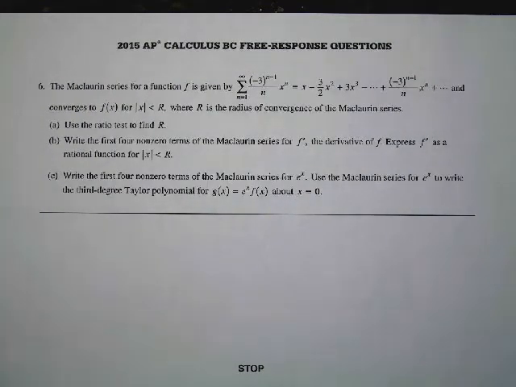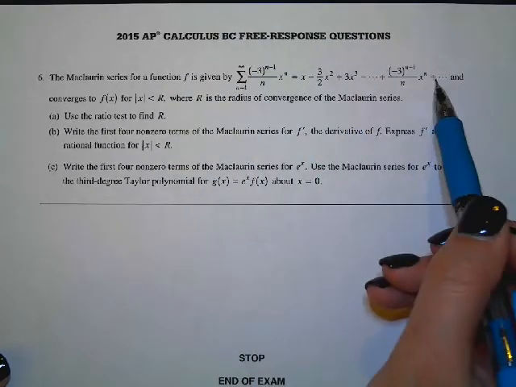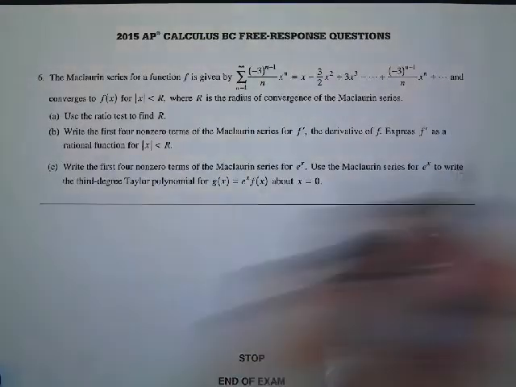This is the 6th FRQ from the 2015 BC exam. So they give us a series right here. They give us the terms of the series written out. The first thing they ask us to do is use the ratio test to find R.